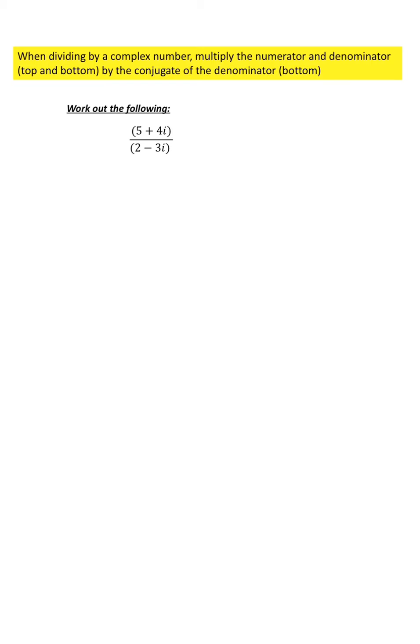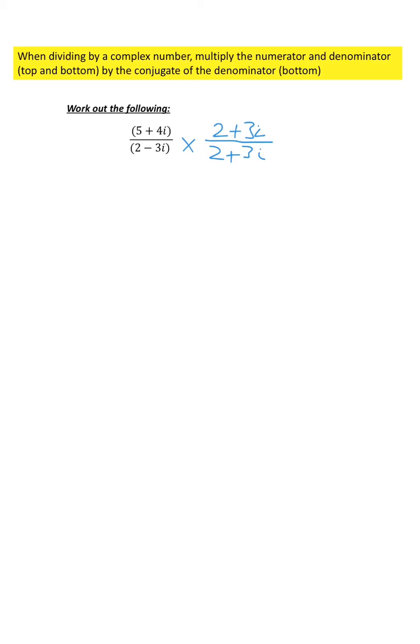So if you're looking here, our denominator is 2 minus 3i. So then the conjugate of that will be 2 plus 3i. Remember, you just change the sign of the imaginary part for the conjugate. And we need to multiply both the top and the bottom by this.